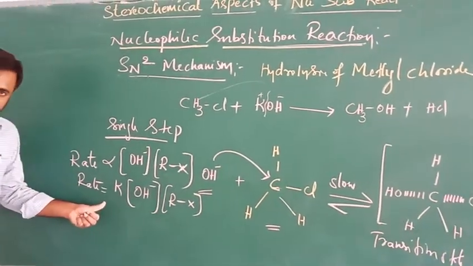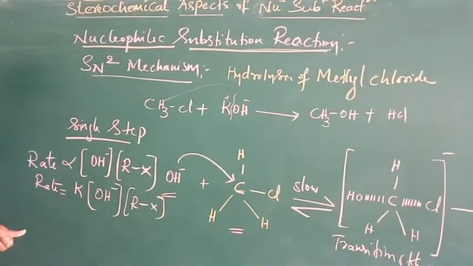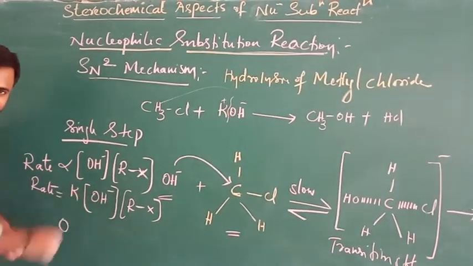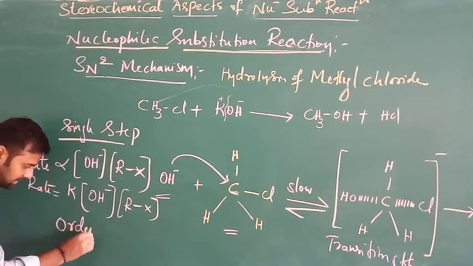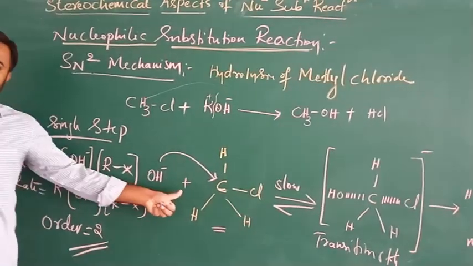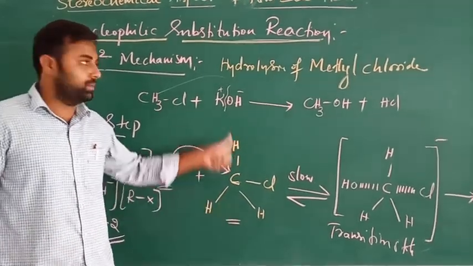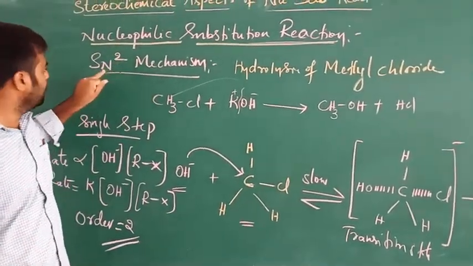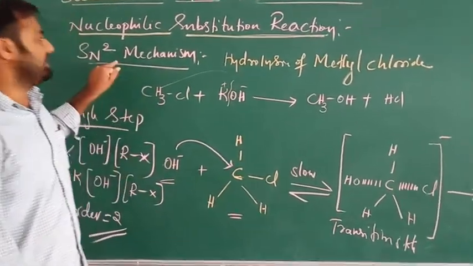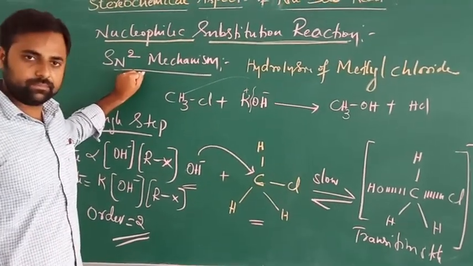So what will be the order? We have studied order in chemical kinetics, right? What is the order of this reaction? Since the rate depends on two concentration terms, definitely the order will be the sum of the powers of the concentration terms. The order is 2. Then this reaction is said to be a second order reaction and is also called a bimolecular nucleophilic substitution reaction. Simply we call it the SN2 mechanism or SN2 reaction. It is very important. Right.